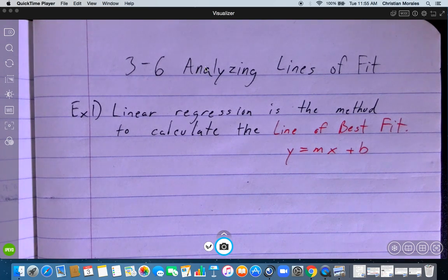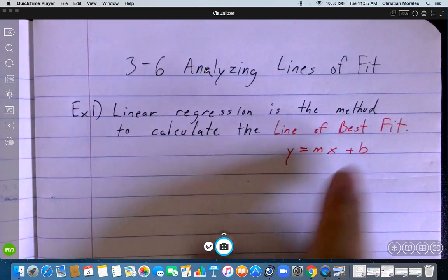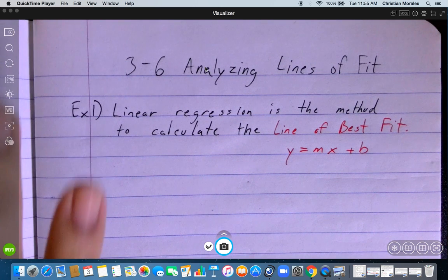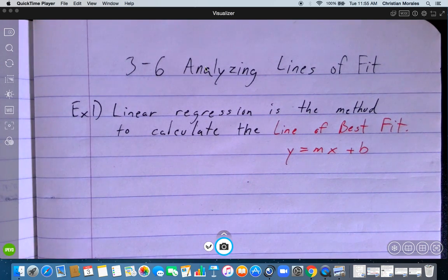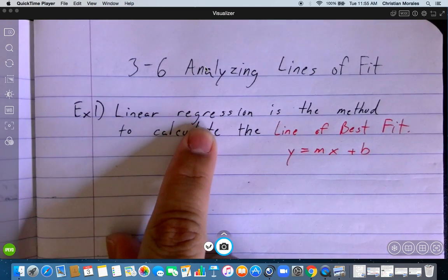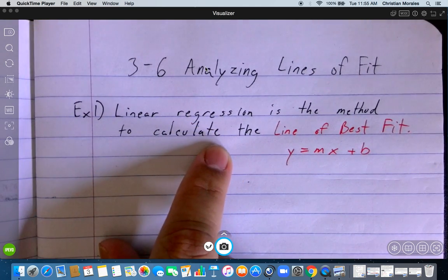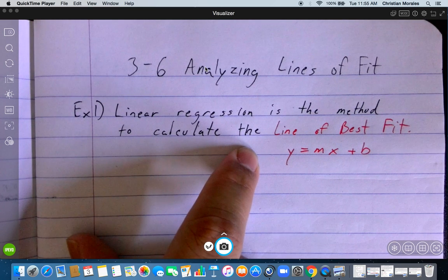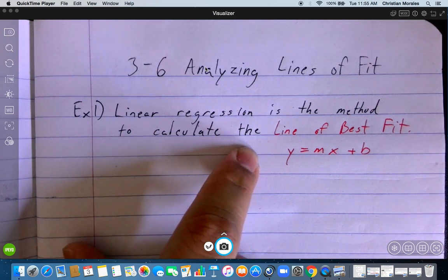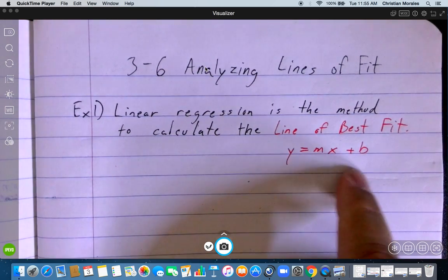Okay, 3-6, analyzing lines of fit. So I'm going to show you today how to use a calculator to find the line of best fit. Basically, in the past, you were picking points to draw the line of fit or the trend line, but the calculator has a way of using linear regression, which is the method that is used to calculate the best line, the line that most accurately fits the data. So you're going to get it looking like this, y equals mx plus b.